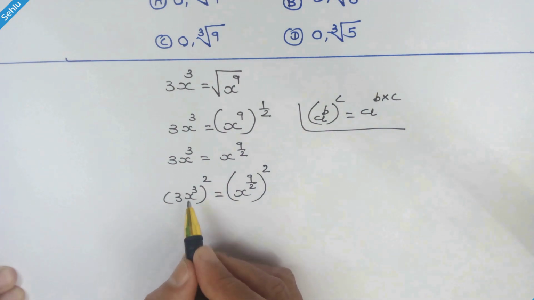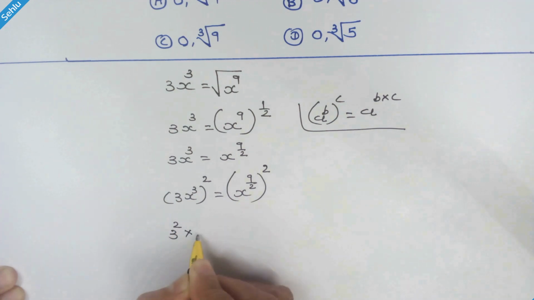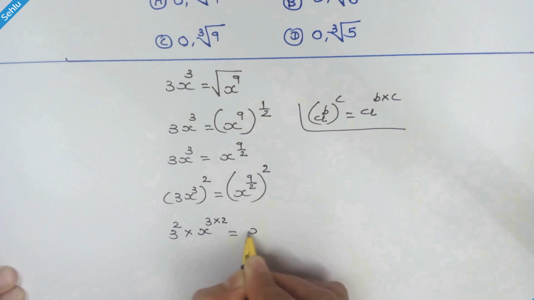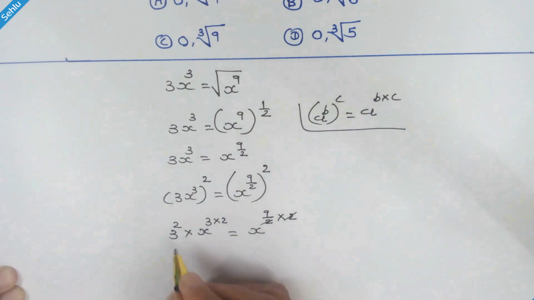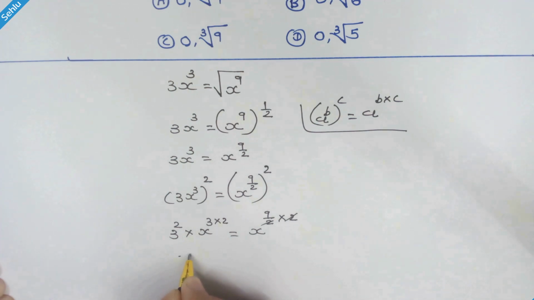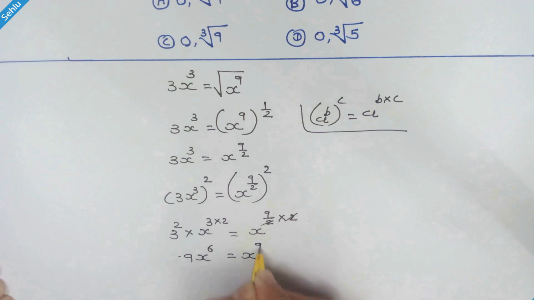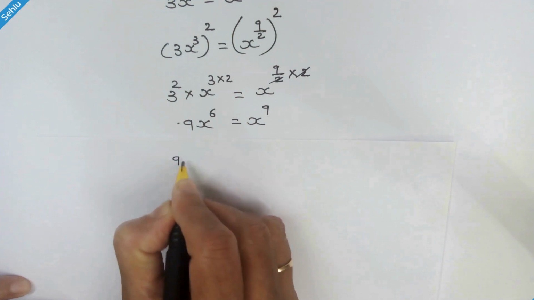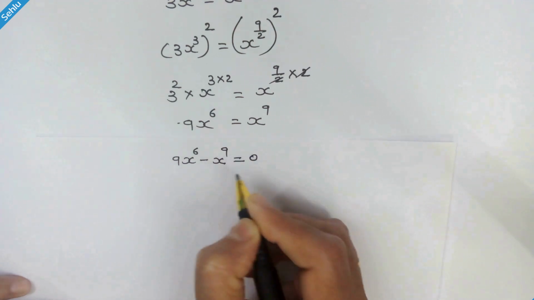Now here square applies on 3 and x cube, so we can write it 3 square times x raised to 3 times 2 is equal to x raised to 9 upon 2 times 2. These two will eliminate and 3 square is 9, and here 3 times 2 is 6, so 9x raised to 6 is equal to x raised to 9. Now we will move this x raised to 9 to the left hand side, so we have 9x raised to 6 minus x raised to 9 is equal to 0.